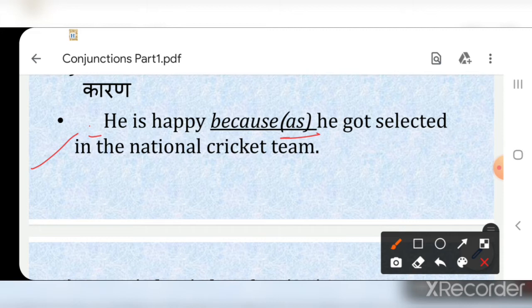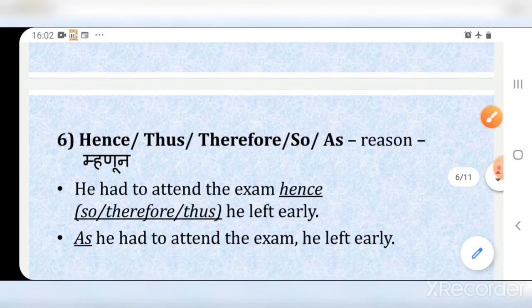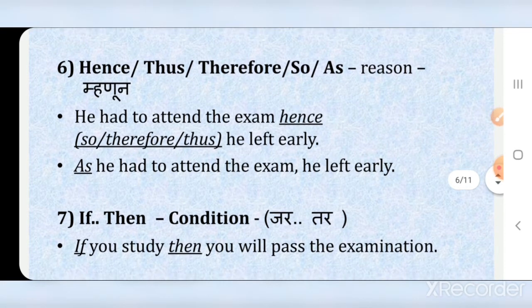He is happy, this is one sentence, and he got selected in the national cricket team, this is another sentence. So to connect both these sentences, because is used. Now here, he is happy as he got selected in the national cricket team, you can use it in such a way, or you can use as he got selected in the national cricket team, he is happy. Got it?